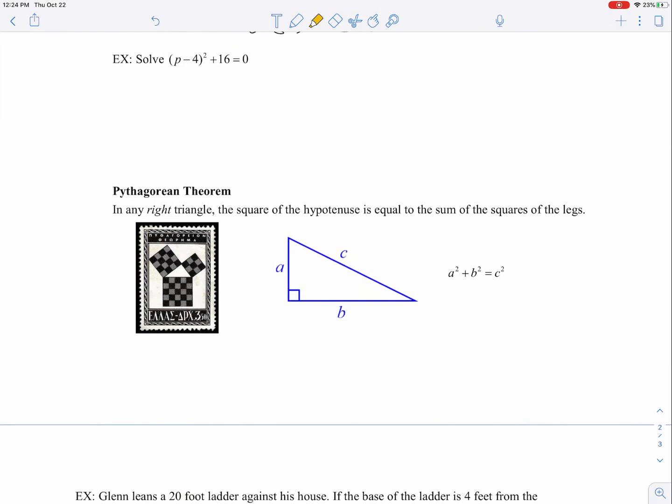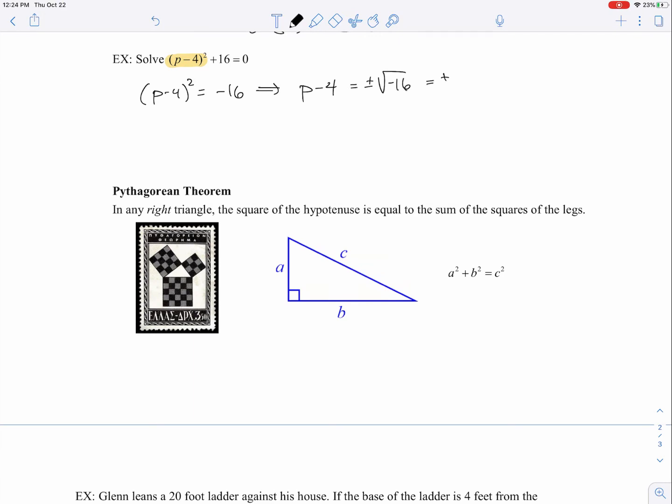Okay, let's solve another equation. Here we go. Let's do the same thing. The first thing that we're going to do here is isolate our square. This time our square is p minus 4 squared. So p minus 4 squared is equal to negative 16. We'll then take the square root of both sides, or use the square root property. It says p minus 4 is equal to plus or minus the square root of negative 16.